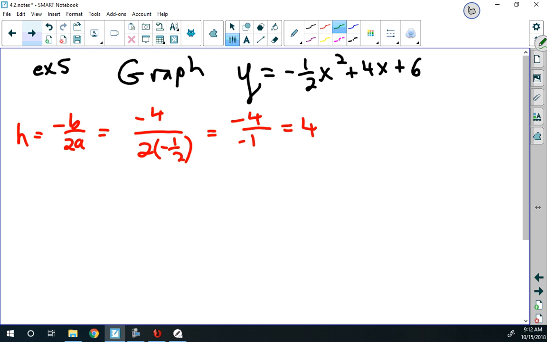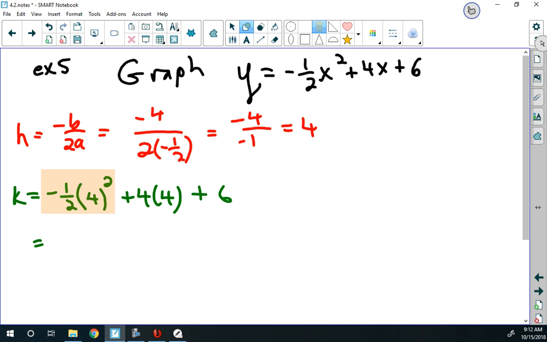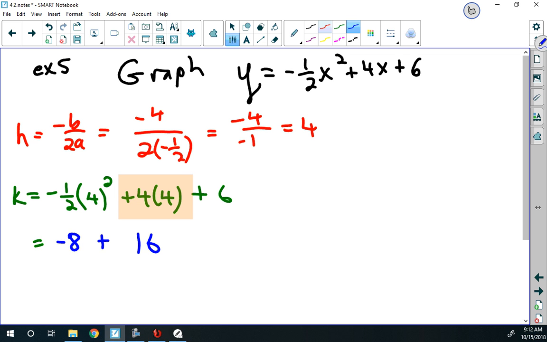Maybe I could plug that back into this one. Maybe that's not going to be that bad to plug back in. So 4 squared, 16. Half of 16 is negative 8. That's going to be negative 8 out of that. 4 times 4 is 16.